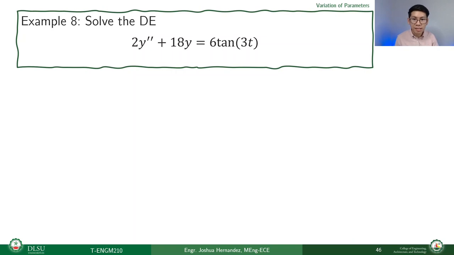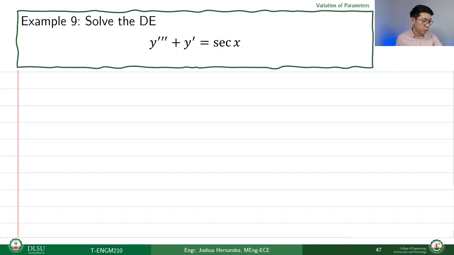Alright, so for our last example, we have quite a challenging one, no? Because this is a third order non-homogeneous differential equation, with secant x pa. So you cannot use the method of undetermined coefficients because it's secant, not cosine x. Although it's 1 over cosine x, still not cosine x. So again, solution, no?